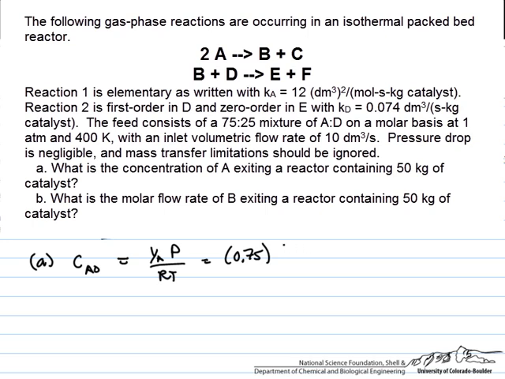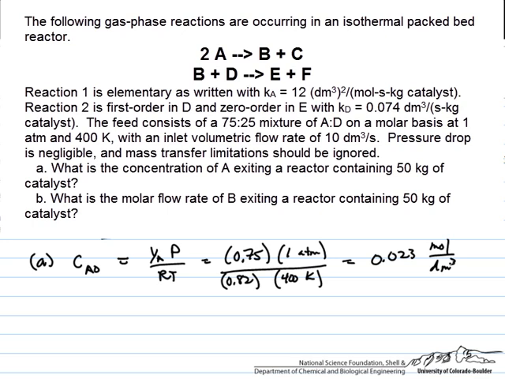The pressure in this case is 1 atmosphere. The temperature is 400 K. And then the R value that we'll want to use is 0.082, which we use because it provides units of moles per decimeter cubed. And so we get a concentration of 0.023 moles per decimeter cubed.